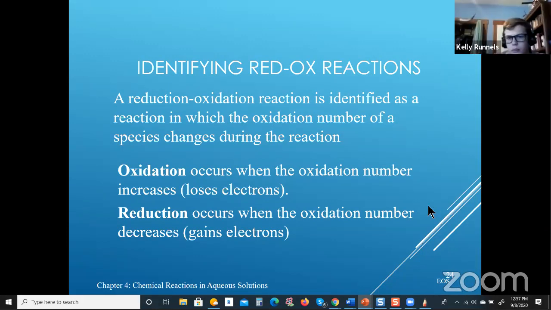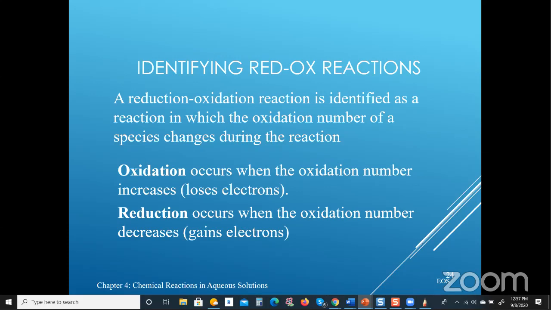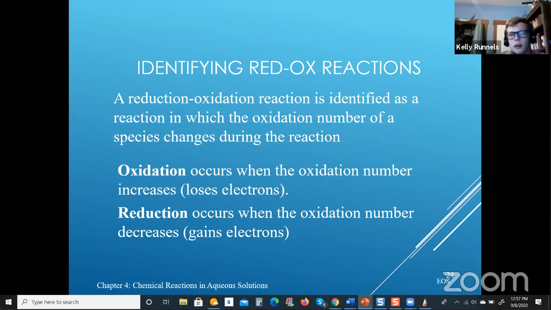So for reduction oxidation reactions, is it just atoms exchanging electrons? Exactly. Basically, it's a transfer of electrons from one atom to another. As you're going to see, it's going to seem complex when you get to the balanced equation, but fundamentally, it comes down to electron transfer from one atom to another.